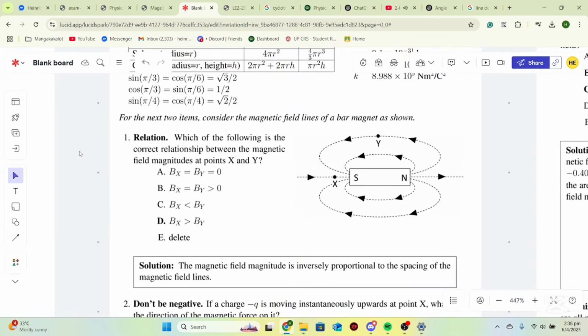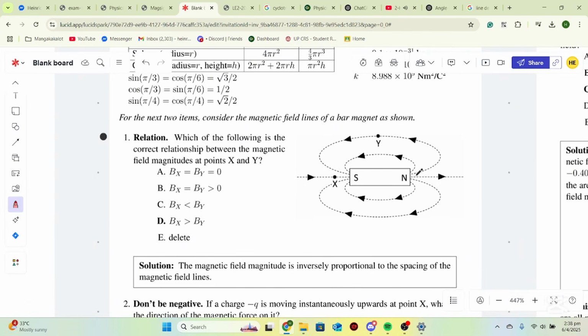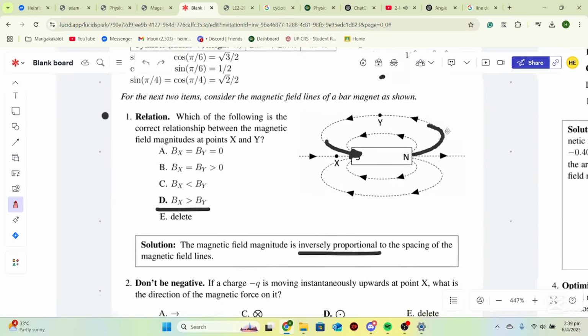For number one, what is the relationship between the magnetic fields' magnitude at points X and Y? You can just see from the arrow lines: north produces the magnetic field line, south absorbs it. So what is the magnetic field at X and Y? Over here, B_X is greater than B_Y because the magnetic field is inversely proportional to the spacing of the field lines. The more spacing there is, the weaker the field, so Y is less than X. So it's like electric field lines, but with magnets.